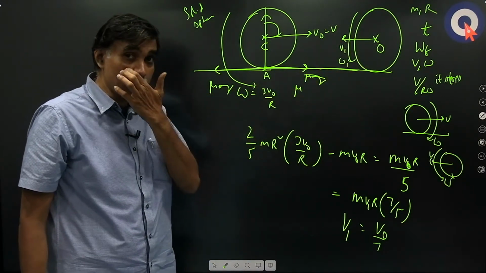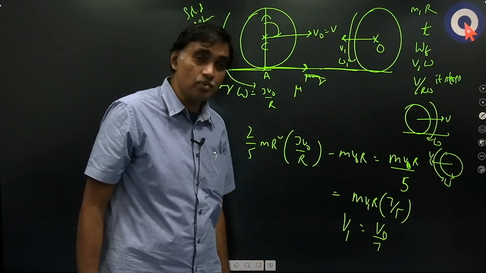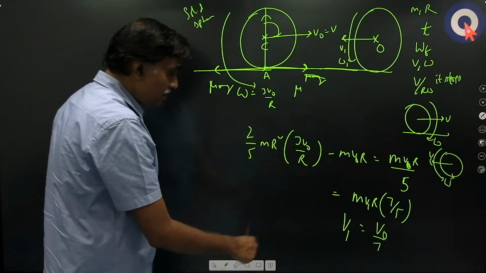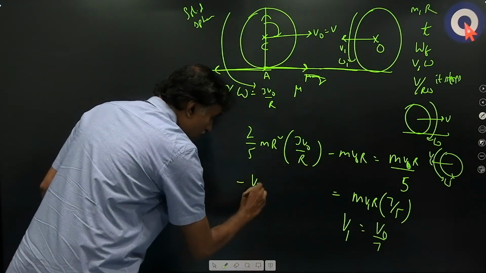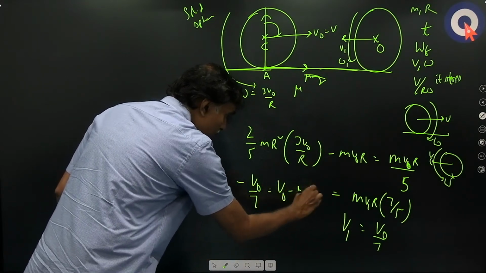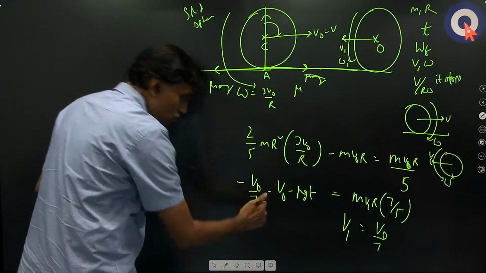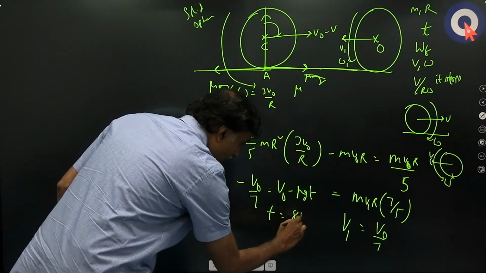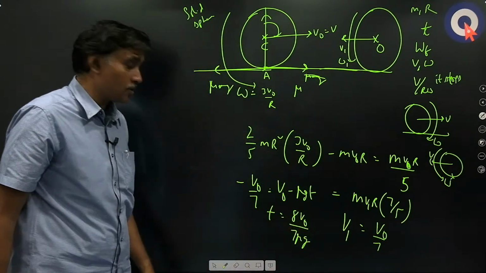And acceleration of center of mass is how much? Minus mu g. Then if I use v equal to u plus at, you will get time. What is v? It is minus v1, that is minus v naught by 7 equal to v naught minus mu g t. So, 8 v naught by 7 mu g, that is time. So, this is the time after which it starts rolling, okay.